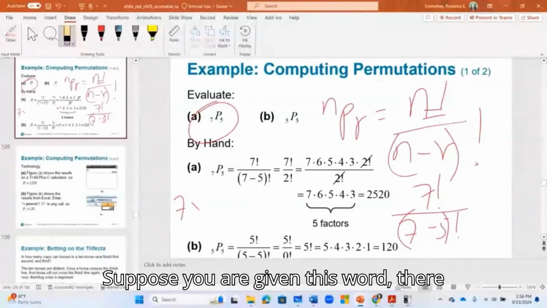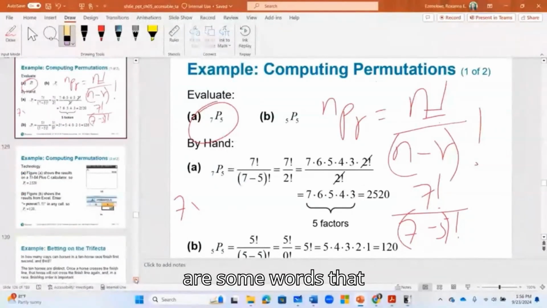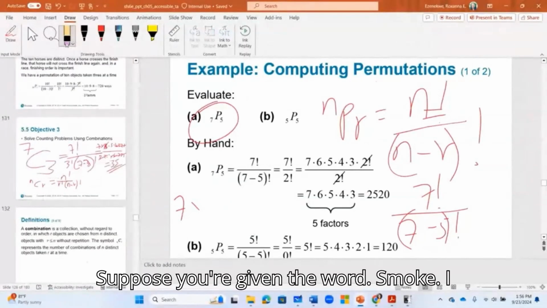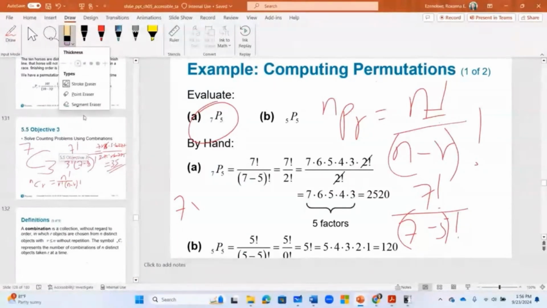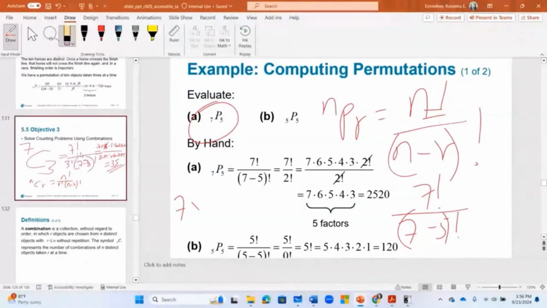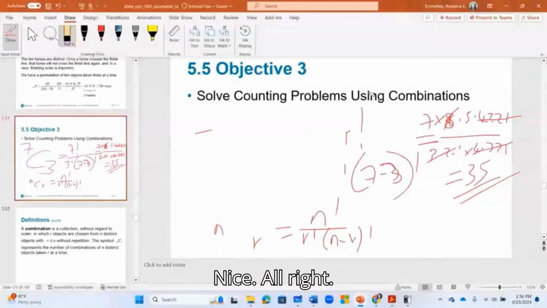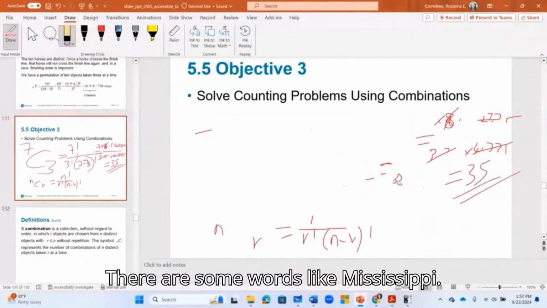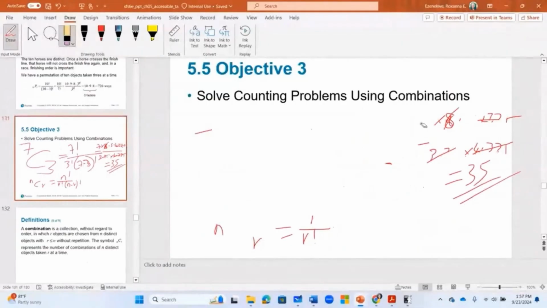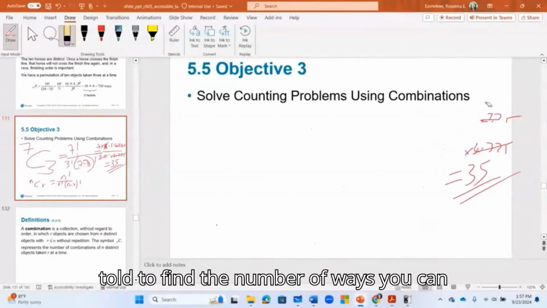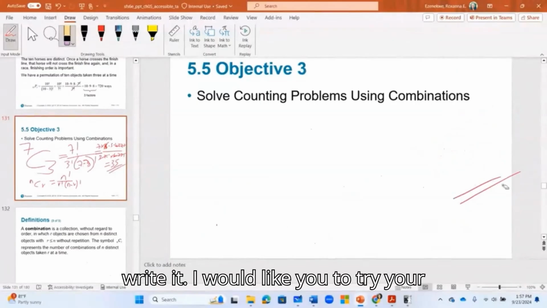Suppose you are given this word. There are some words like Mississippi. All right, so there are some words where you can be told to find the number of ways you can write it. I would like you to try your last name. I'm going to try my last name.